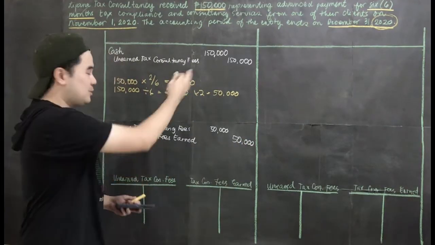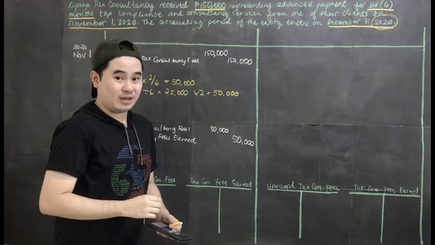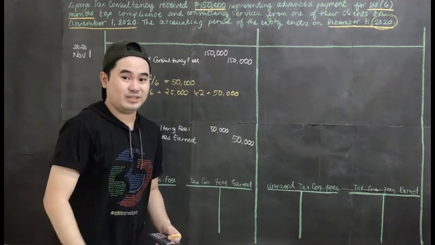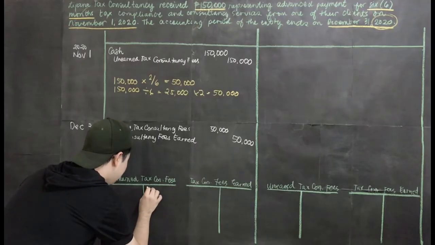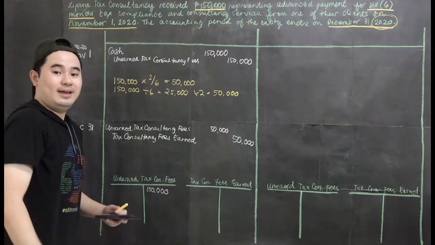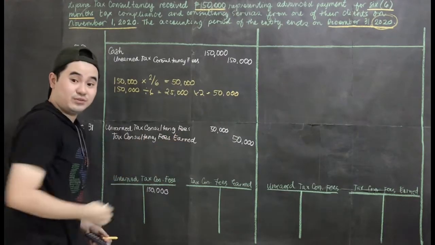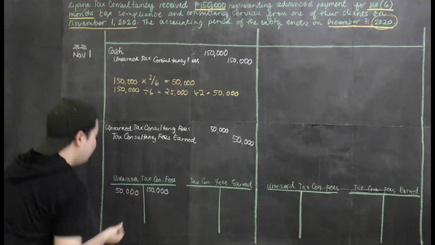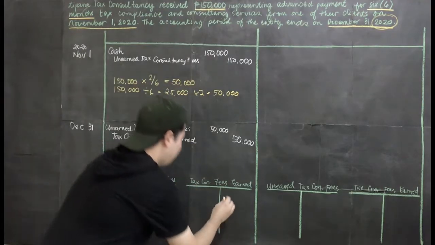Okay, so let's put them in the accounts. Debit cash 150,000, credit unearned tax consultancy fees for 150,000. So we put it here, 150,000. And then the adjusting entry, debit unearned tax consultancy fees for 50,000. And then credit tax consultancy fees earned for 50,000.